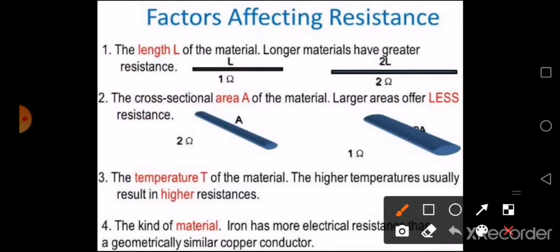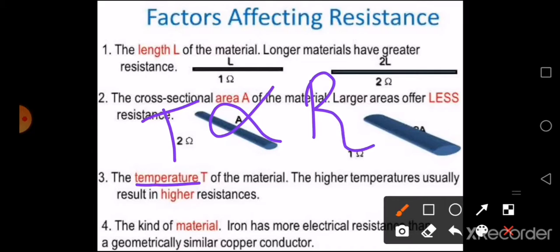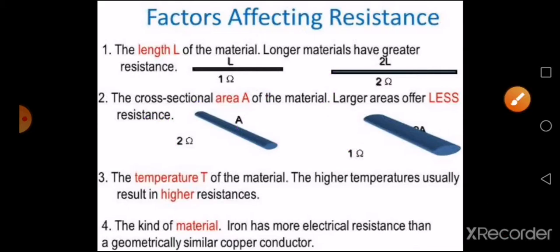Now the next factor affecting resistance is temperature. Temperature is directly proportional to resistance, or higher the temperature, higher will be the resistance. Now the last factor is the material. Now different materials are of different types. So automatically resistance for different material will also be different.